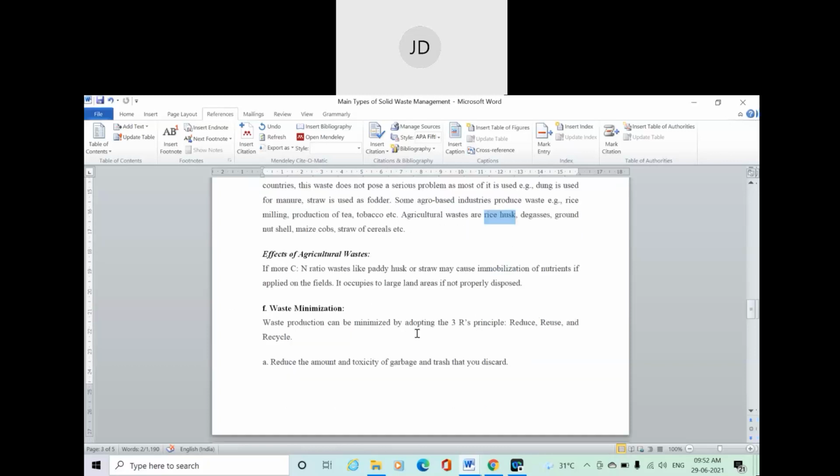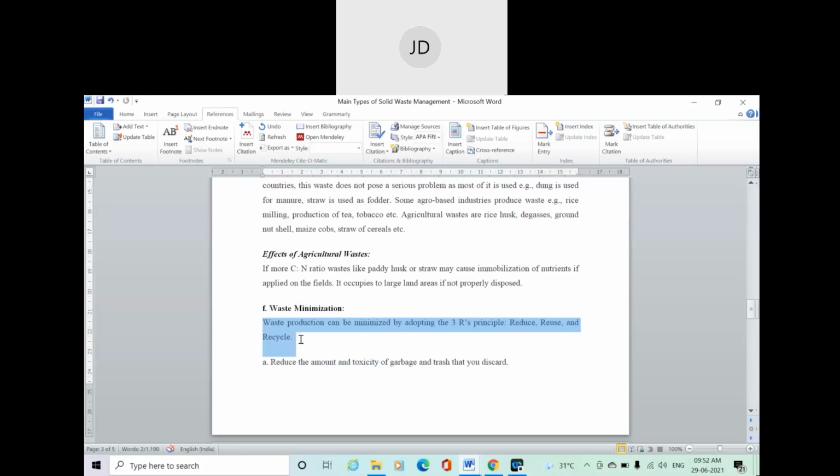Next, at the last, waste minimization. How can you go for minimizing the waste? Irrespective of the type of the waste, we can go for managing the waste. Basically the waste production can be minimized by adopting the 3 R's principle: reduce, reuse and recycle. It's a very famous statement.